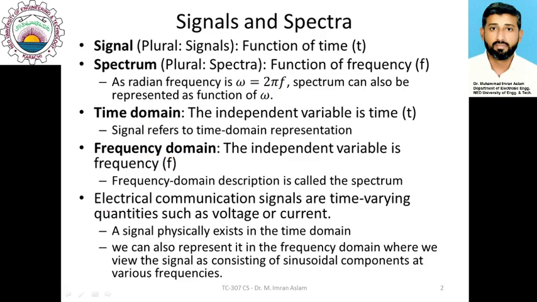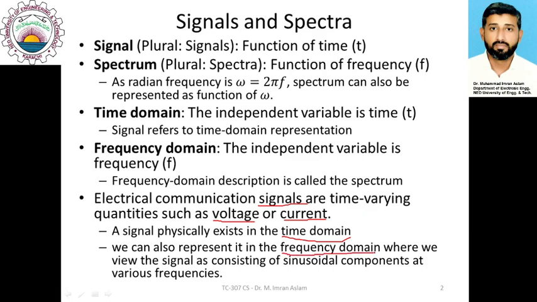If you look at the electrical signals that we use in any communication systems, these signals are basically time varying quantities, and they are presented either in the form of voltage or current. So whenever we have a signal, we will be dealing with some time varying voltage or current. Basically any signal that exists physically, it exists in time domain because it has some time domain variations. However, it is possible to represent the signal in frequency domain as well.